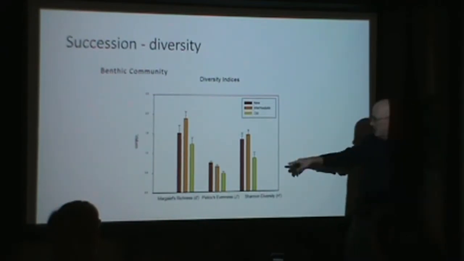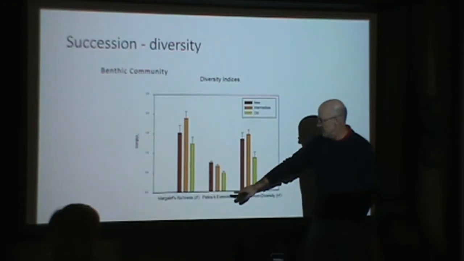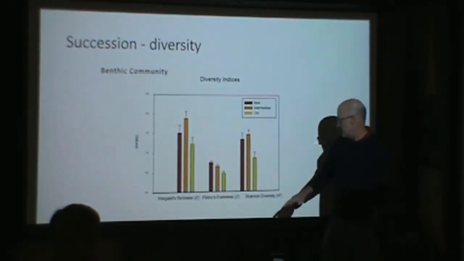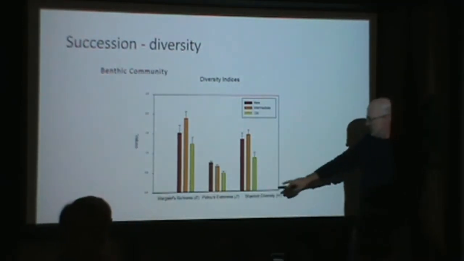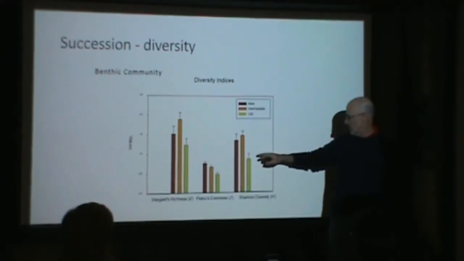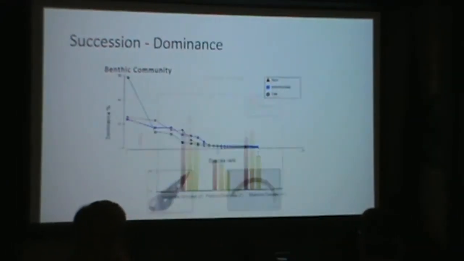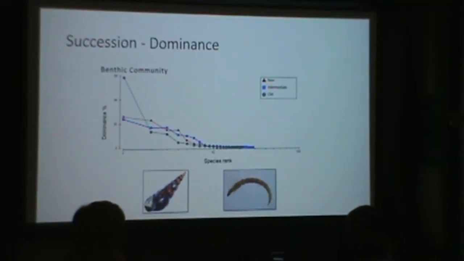So look again, the intermediate resaca has a higher diversity index with this index and with Shannon as well, but not with this one. This is the most reliable. This is the one we like best, and it's showing a little bit higher diversity. But the most important difference in the community may be here.